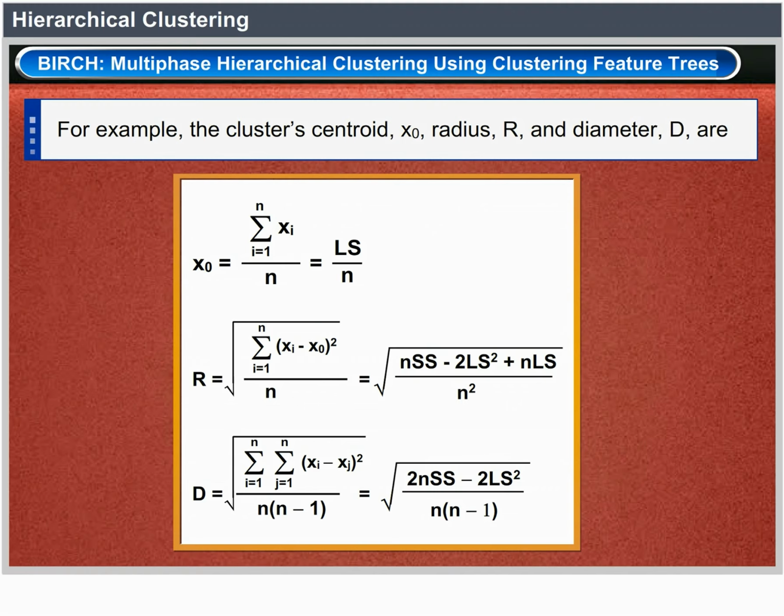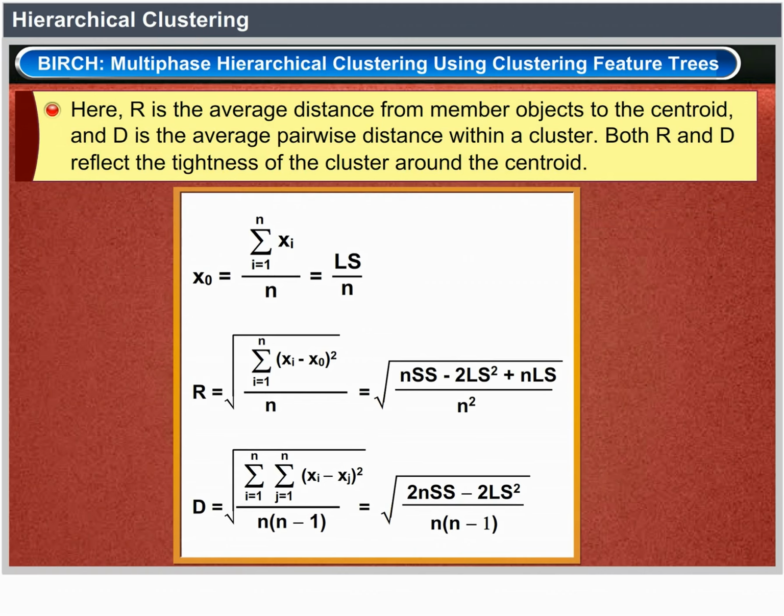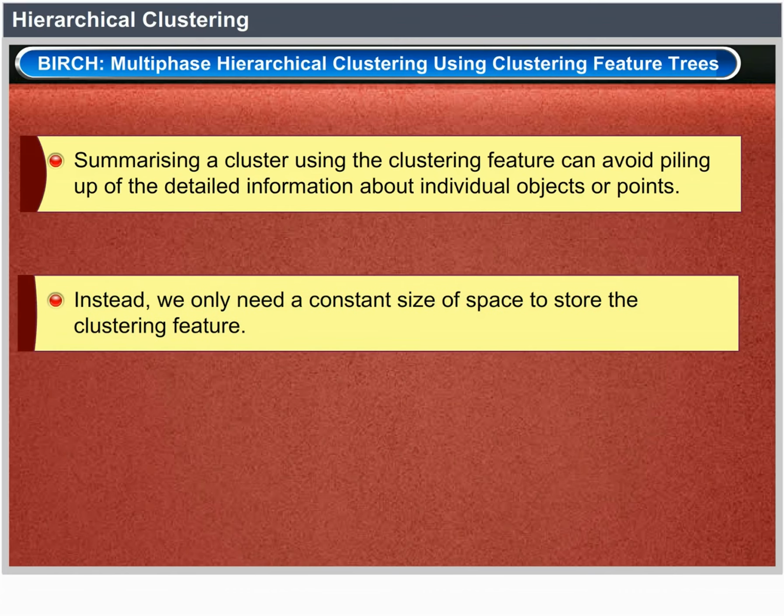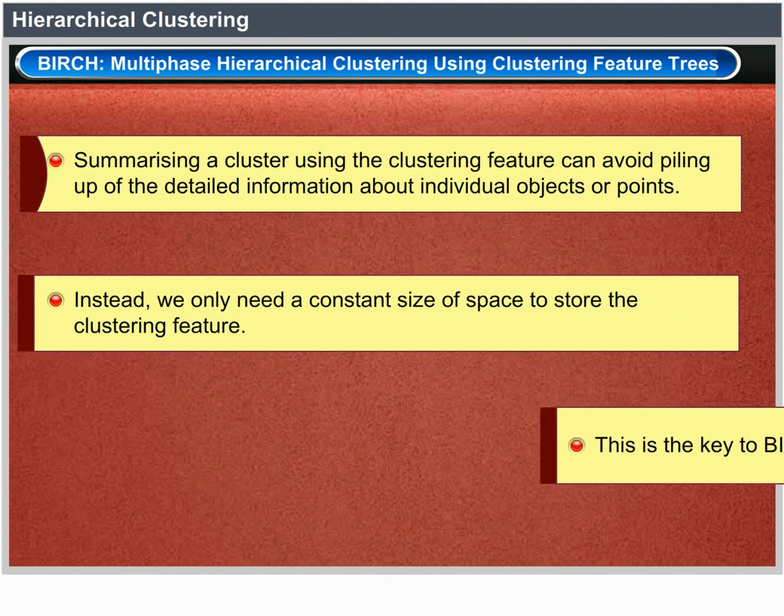Here, R is the average distance from member objects to the centroid, and D is the average pairwise distance within a cluster. Both R and D reflect the tightness of the cluster around the centroid. Summarizing a cluster using the clustering feature can avoid storing the detailed information about individual objects or points. Instead, we only need a constant size of space to store the clustering feature. This is the key to BIRCH's efficiency in space.